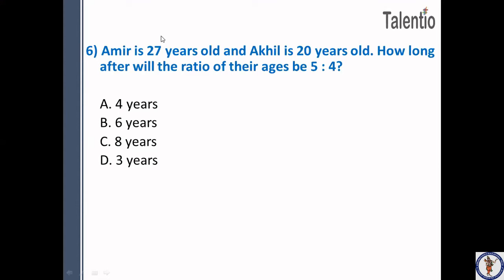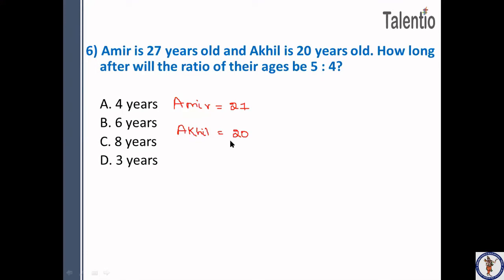Yes. Very good. So Amir is 27 years old and Akhil is 20 years old. So in this question, we have two people, one is Amir and one is Akhil. What is the age of Amir? Amir is 27 years old. And what is the age of Akhil? Akhil is 20 years old. Now, how long after will the ratio of the ages be 5:4? Now they're asking after how many years the ratio becomes 5:4.